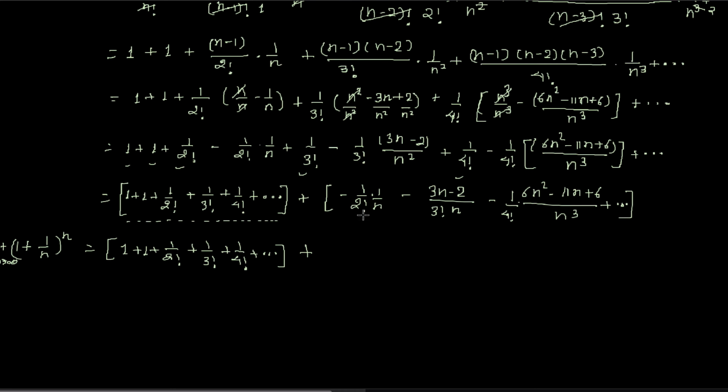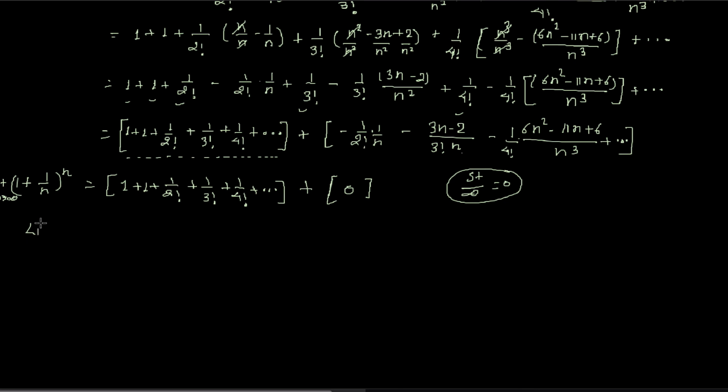And now you can see that when we apply n tends to infinity in these terms, we have something over infinity, that means 1 over infinity and 3n minus 2 over infinity. All these go to zero, because something over infinity gives us zero, whether the something is a number or a variable. So the last remaining part is limit n tends to infinity of 1 plus 1 over n power n, equal to 1 plus 1 plus 1 over 2 factorial plus 1 over 3 factorial plus 1 over 4 factorial plus dot dot dot. The other parts are 0, so we do not need to write them.